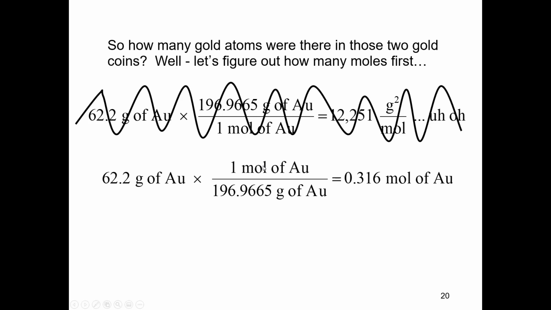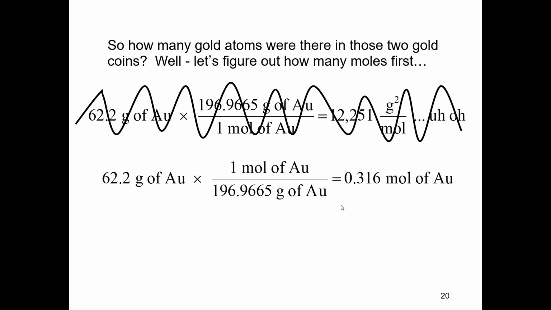Remember, if you're flipping something upside down, then the number itself has to now go in the denominator of the fraction. So we've got 62.2 grams of gold. We're going to multiply it so that the 196.9 grams of gold ends up on the bottom, and the 1 mole of gold ends up on the top. This way the grams cancel out, and that leaves us with units of moles. So at least we've gotten from grams to moles.